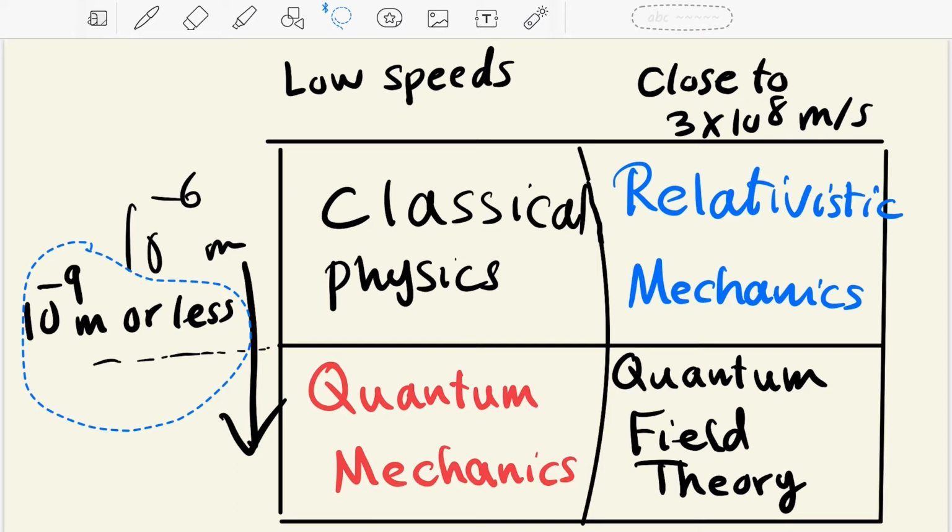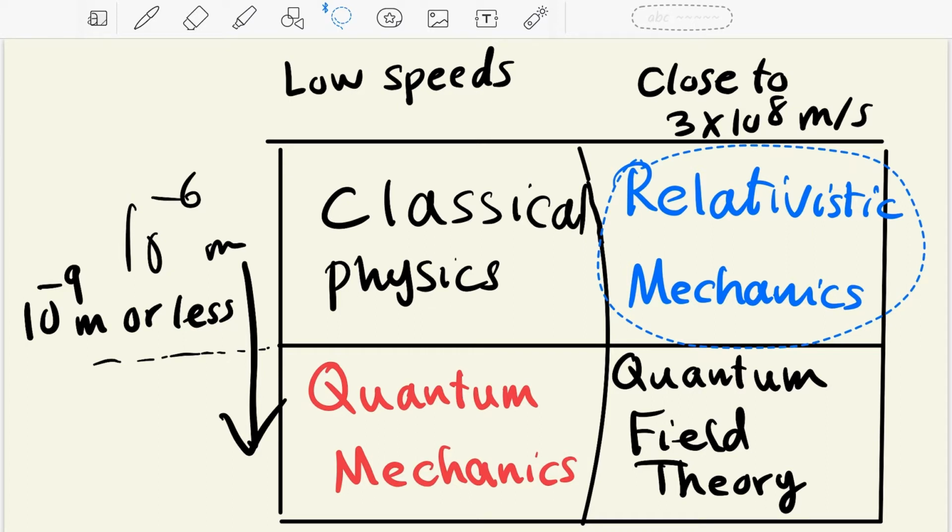To describe the phenomena at high speeds, we apply relativistic mechanics, which was introduced by Einstein. In low dimensions, when we deal with low speeds, much less than the speed of light, we apply quantum mechanics. And finally, when we deal with microscopic or low dimensional objects at very high speeds, we use quantum field theory, which is beyond this course.